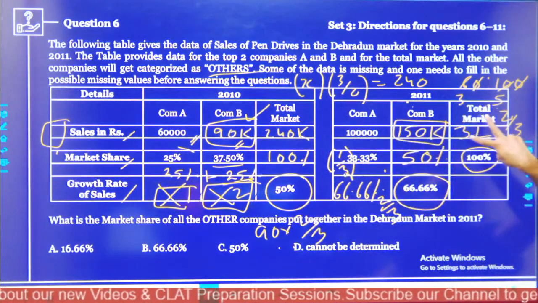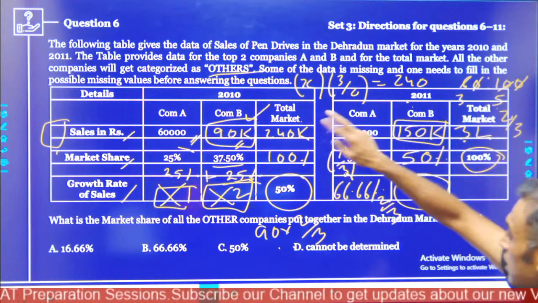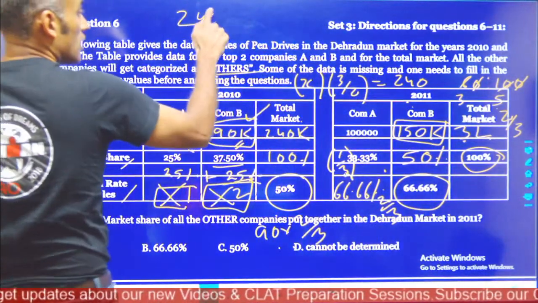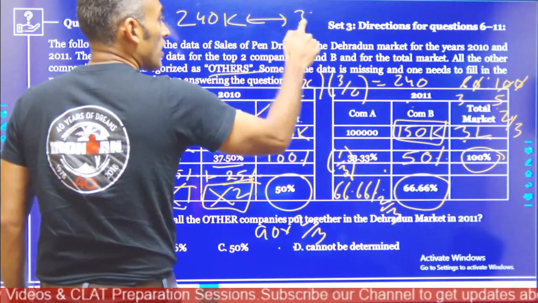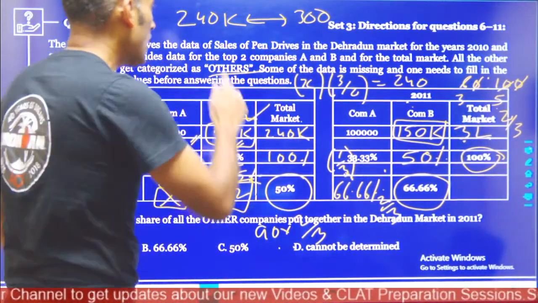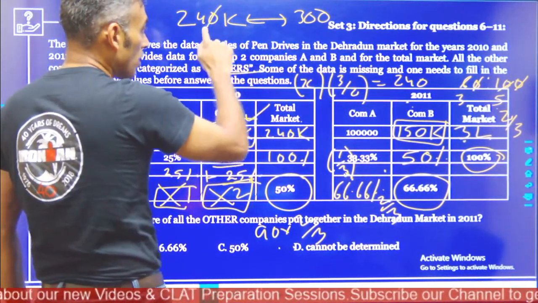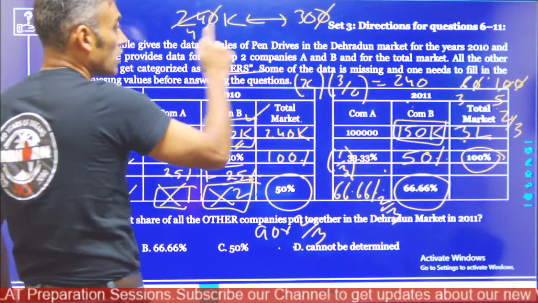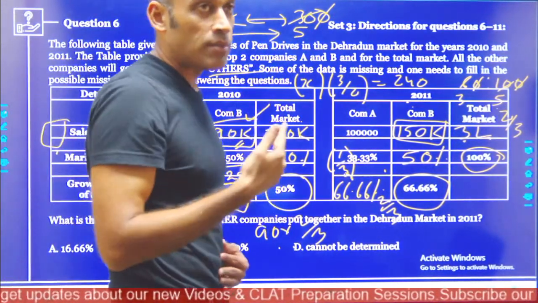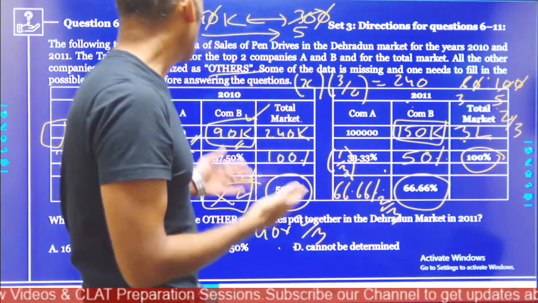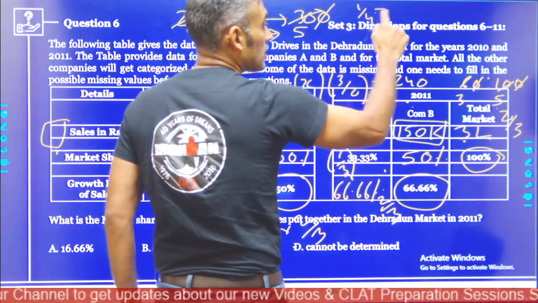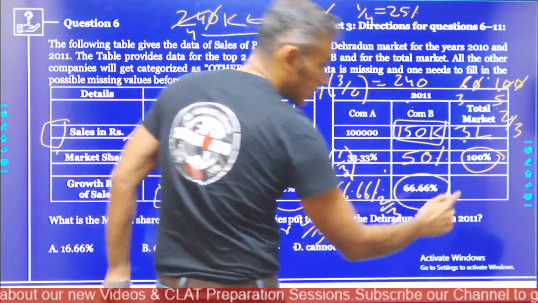240K has become 300. So what is my growth percentage? You can otherwise also calculate it as 60 upon 240, or 1 by 4, that's 25%. But like I said, convert this into a ratio. So 24, 30, 6 into 4s and 6 into 5s. So 4 has become 5. So when I say 240 has become 300K, it is nothing but 4 has become 5. So my growth is 1 upon 4, which is 25%. That makes it 25%.